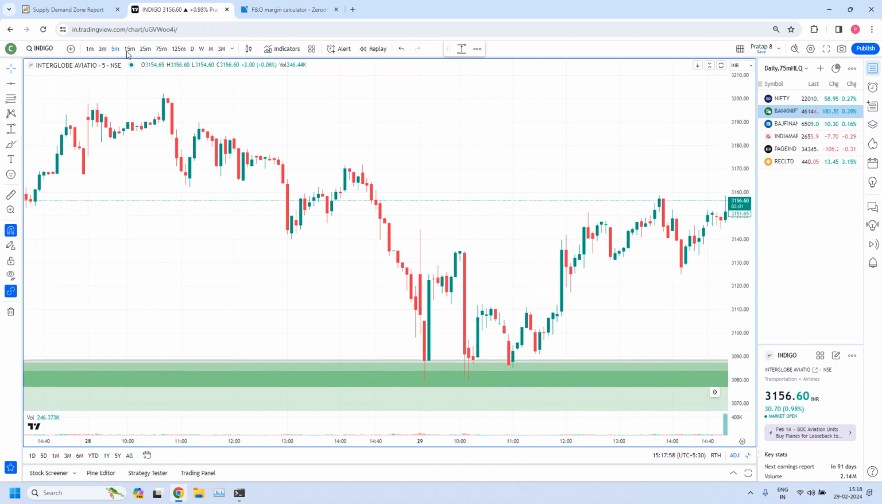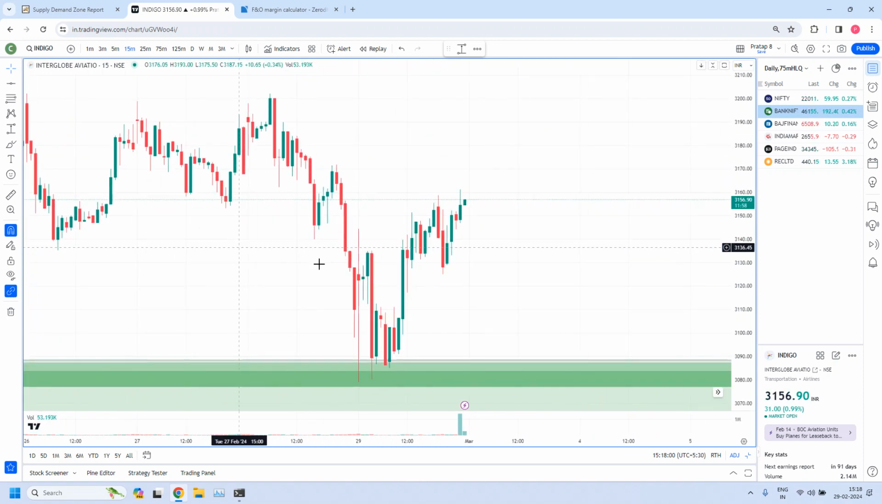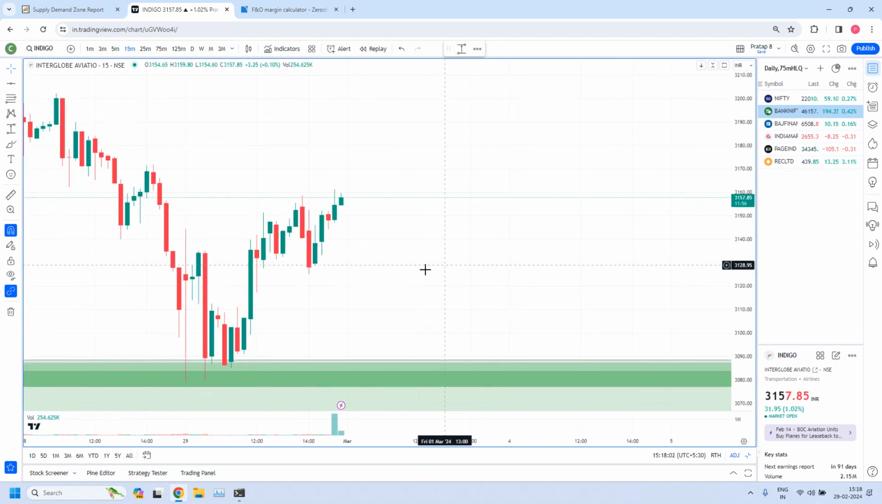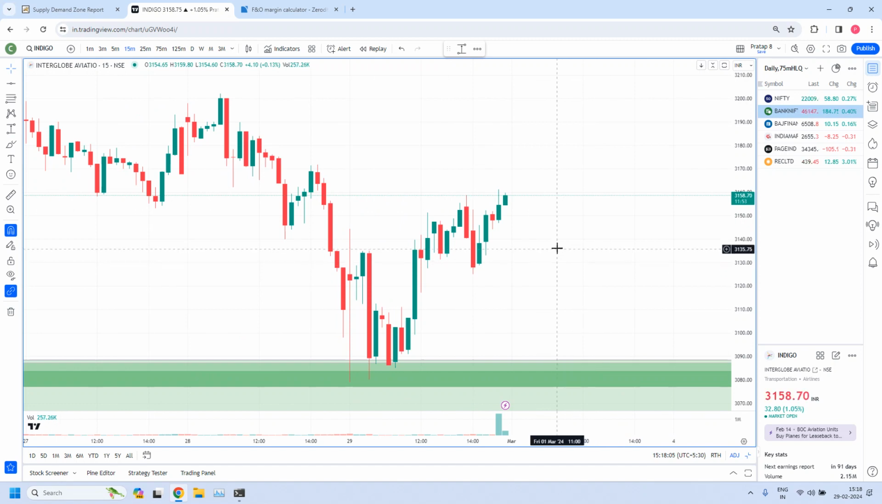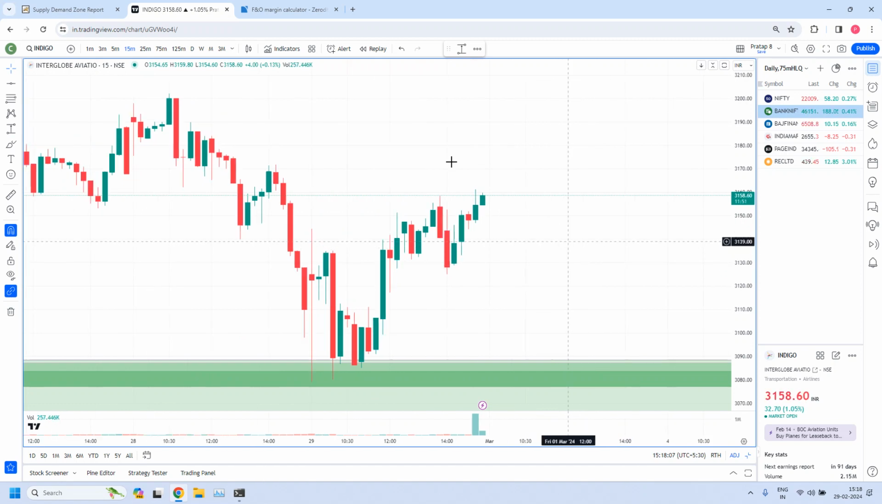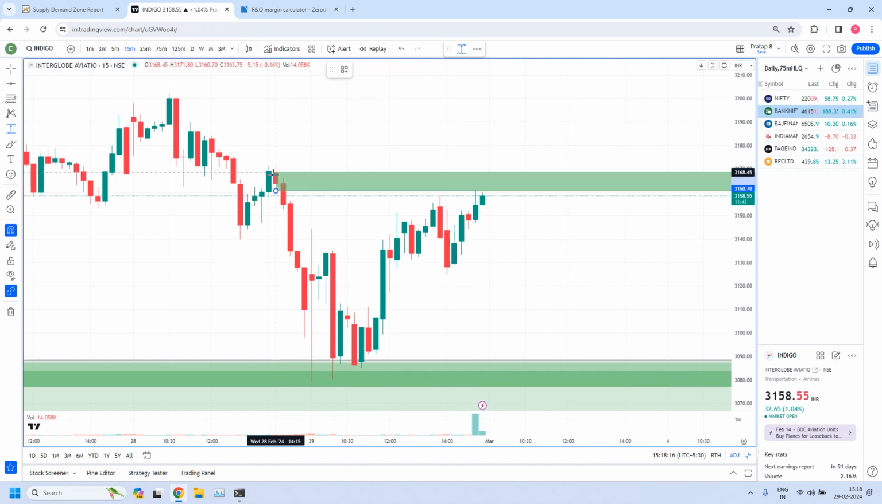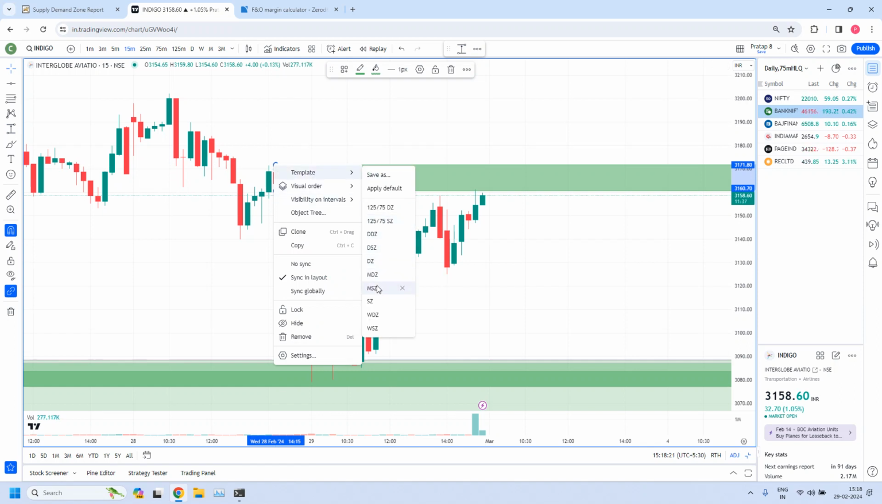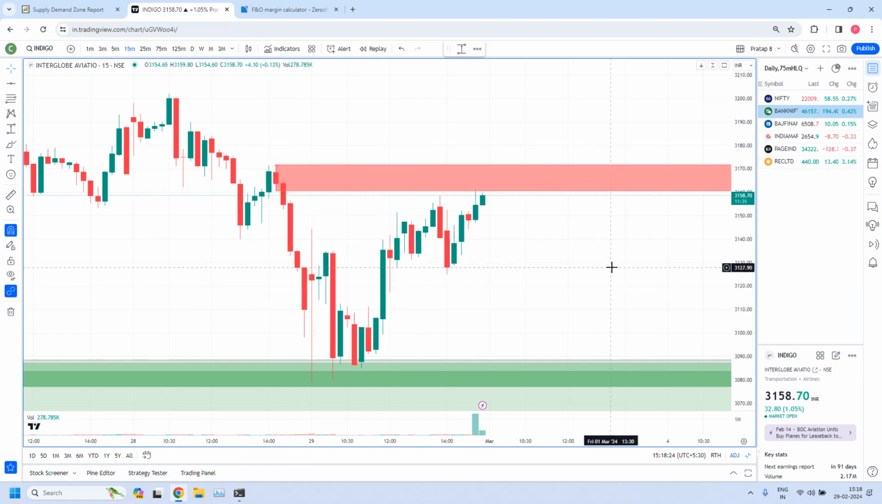But what is our target? 15 minutes is the target. So where is the 15 minutes target? Here we have rally, base, drop. This is the one, rally, base, drop. Supply zone. Excellent trade.